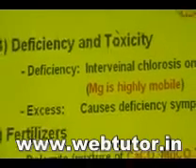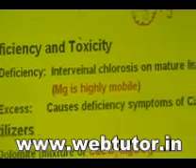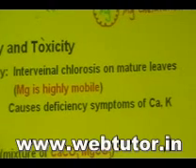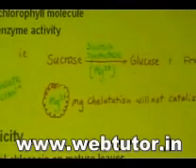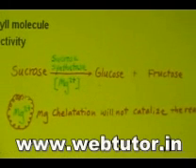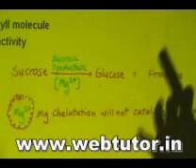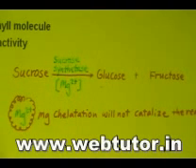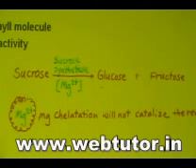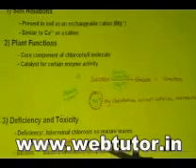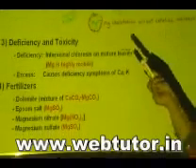It is the core component of the chlorophyll molecule. It is a catalyst for certain enzyme activities. Like when sucrose has to be broken down into glucose and fructose, it requires magnesium. In fact, in a lot of reactions we've seen in plants, I have mentioned magnesium, where magnesium acts as a cofactor. As in, it does not take part in the reaction, like a catalyst. Now, deficiency will cause interveinal chlorosis on mature leaves.